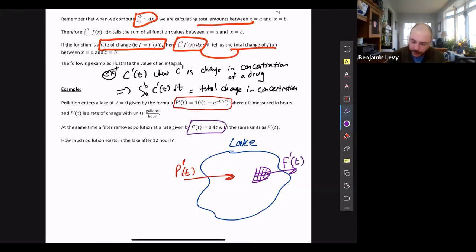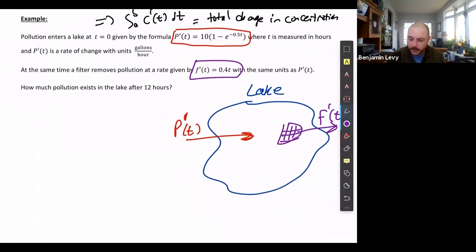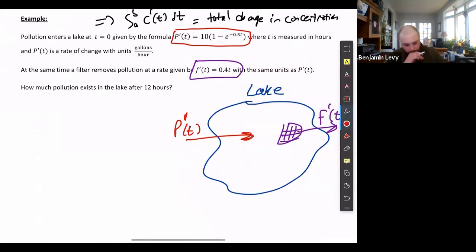And we have an equation for both of these things, right? I've boxed the purple equation in. That's how much is being filtered out. It's being filtered out at a constant rate, just like you run this filter and it filters at a constant rate. But the P prime equation is a negative exponential. Let me zoom in. Hopefully people are caught up, right? If I think about what these two graphs look like, the red graph does this sort of thing, and the purple graph is a straight line.